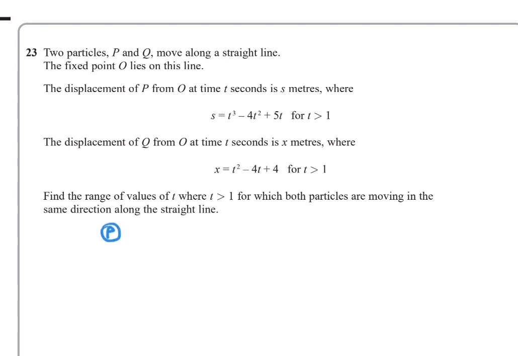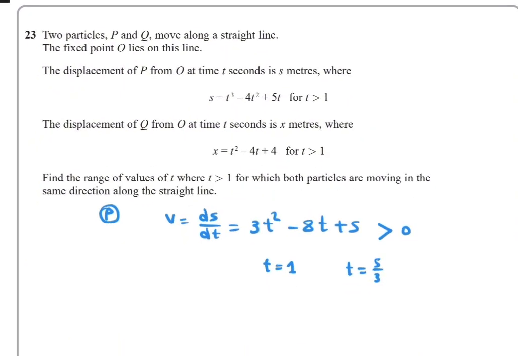The velocity v equals ds over dt, which equals 3t^2 minus 8t plus 5. Now, to see when the velocity is positive, solve the inequality more than 0. Use your calculator to find the stationary values. You will find that the stationary values are t equals 1 and t equals 5 over 3.